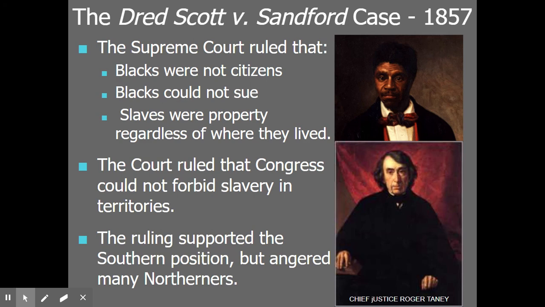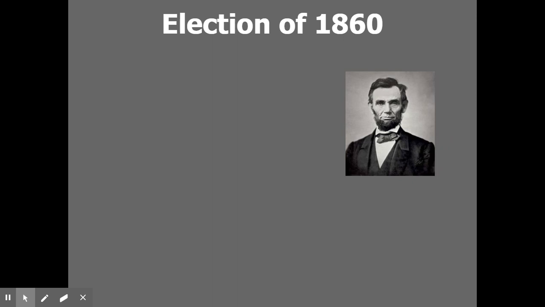But the South is feeling very happy because they feel like this decision vindicated them and supported their position regarding slavery. Dred Scott v. Sandford is the name of the case if you want to look it up. Like I said, the video on the previous page will give you a little bit more information.